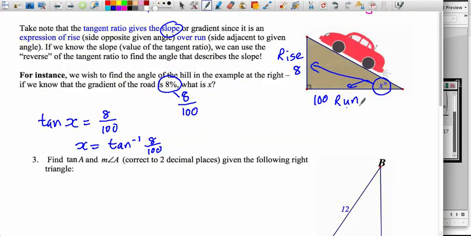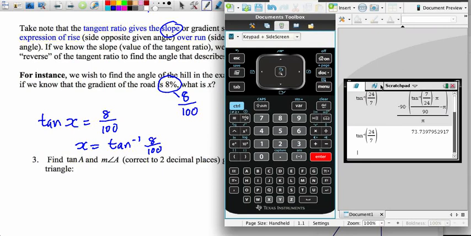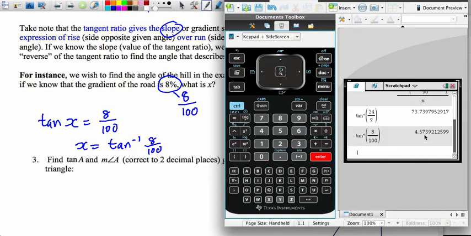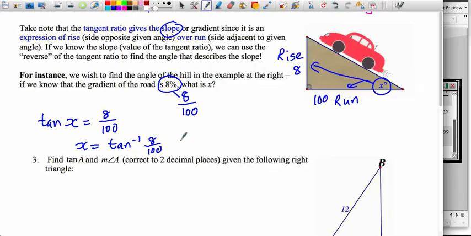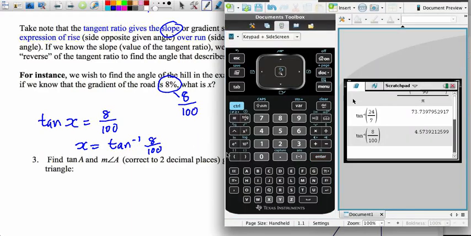So if we go back, we'll use the calculator to get something more exact. I'm finding an angle, so I'm using the arctan function of 8 divided by 100, and I'm going to go straight in, control enter in order to get the approximation, and we have 4.57 degrees, which is the angle that the hill makes with the ground. So that was 4.57 degrees.